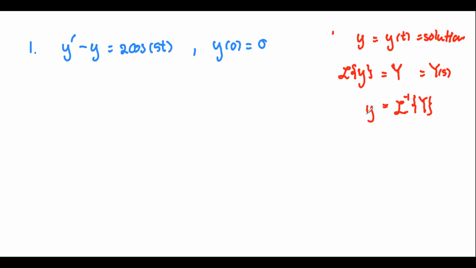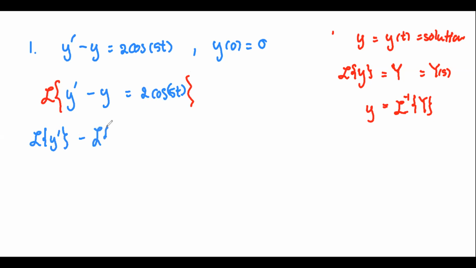Okay, so starting with applying the Laplace transform to all terms. So apply the Laplace transform of the whole thing: y prime minus y equals 2 cosine 5t. And then the first one is Laplace of y prime minus the Laplace of y equals 2 times the Laplace of the cosine of 5t. Okay.